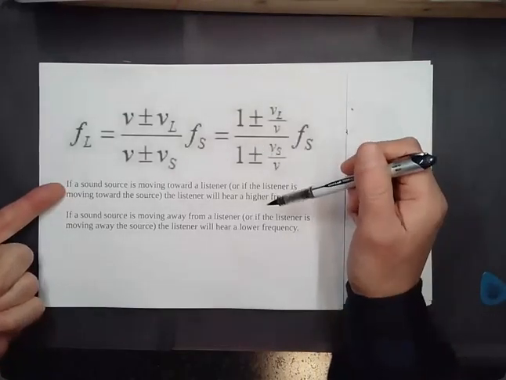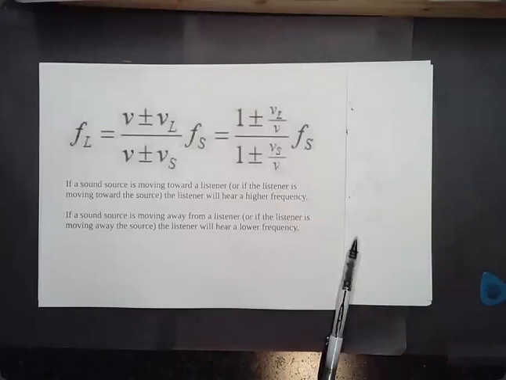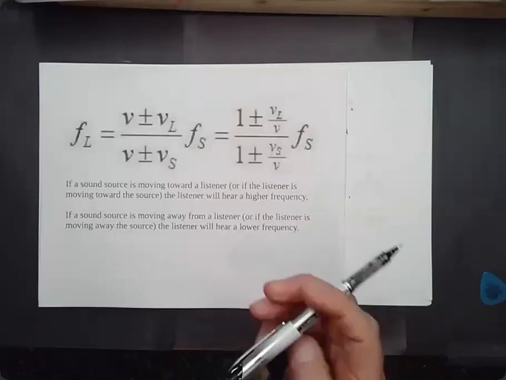Anyway, if a sound source is moving toward a listener, or if the listener is moving toward the source, the listener will hear a higher frequency. And if a sound source is moving away from a listener, or if the listener is moving away from the source, the listener will hear a lower frequency. So that's what it boils down to. Now, the formula is not going to be particularly intuitive, but we'll manage to learn how to deal with it.